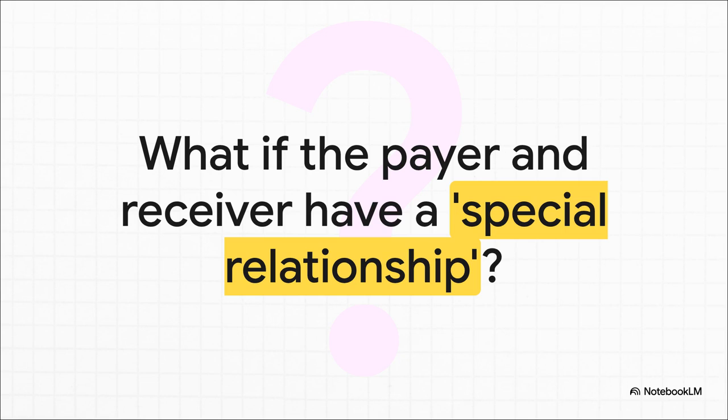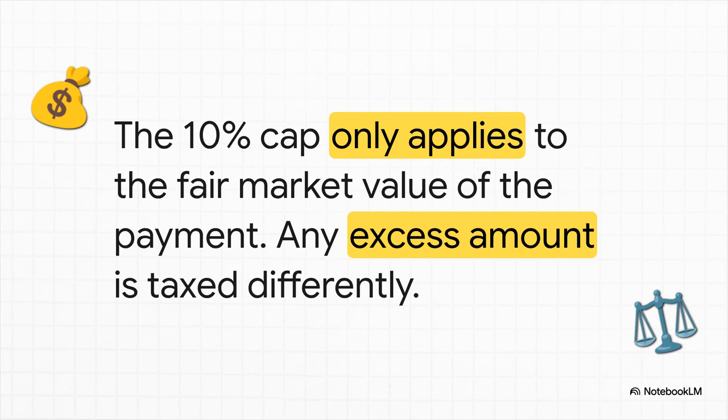All right, now for the second major exception you need to watch out for. What happens when the two companies making the deal aren't exactly strangers? What if they're related, like a parent company and its own subsidiary? Well, the treaty has specific rules for that scenario too. This gets us to something called the arm's length principle.